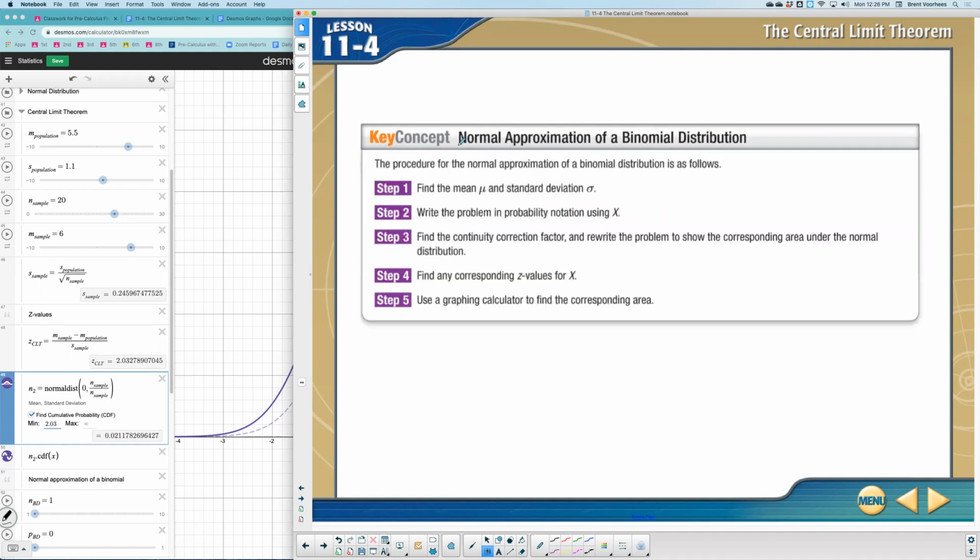Now, whenever we approximate using the central limit theorem or a normal approximation of the binomial, we're going to first find the mean and standard deviation. We will write out our probability. That's the P of X that you saw me write earlier this lesson. And we're going to be using what's called a continuity correction factor, which is up ahead in the notes just a little bit. Then we'll find the corresponding z values, and then we will solve our solution.